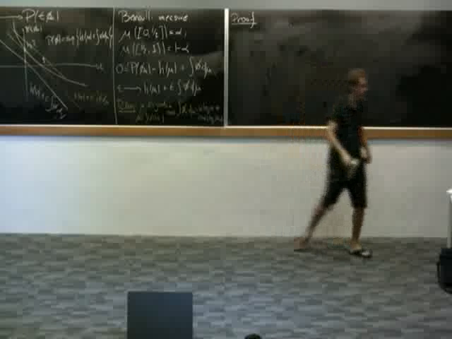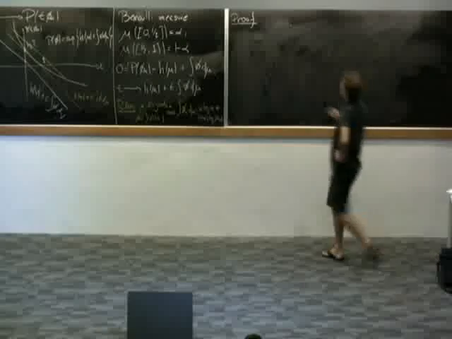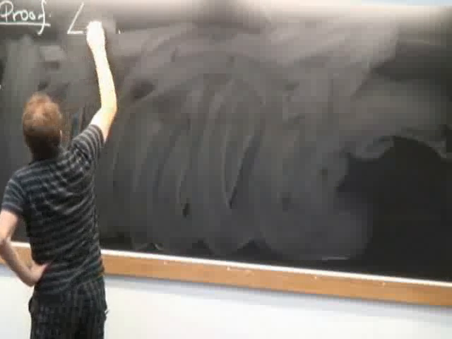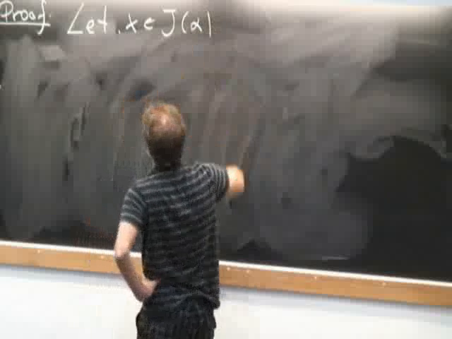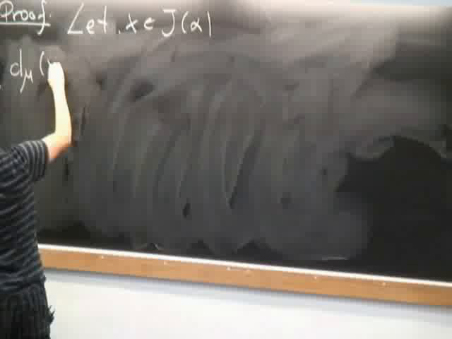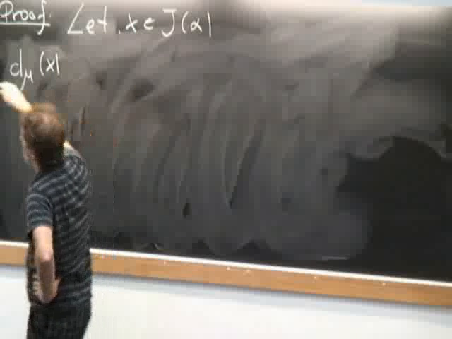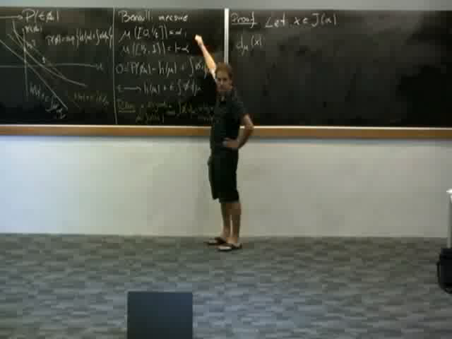In order to prove that, we're going to consider the following. Pick any x in J alpha, and let's compute the pointwise dimension of this point with respect to this Bernoulli measure, with respect to the equilibrium state for the potential phi alpha.